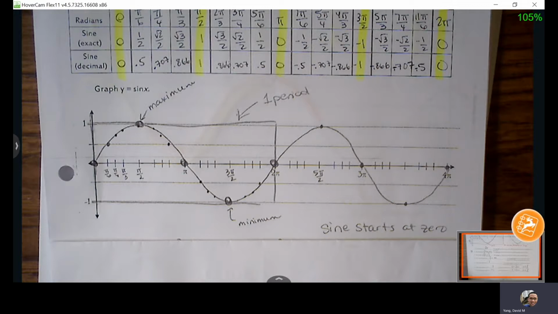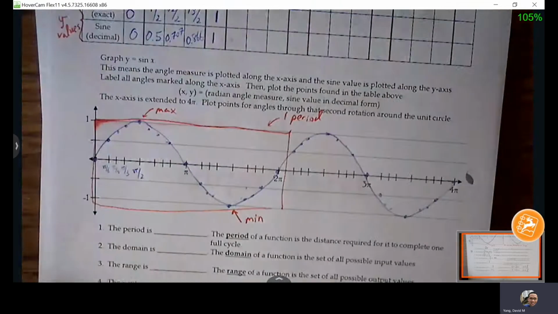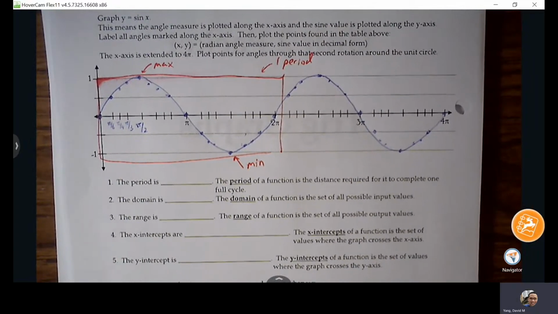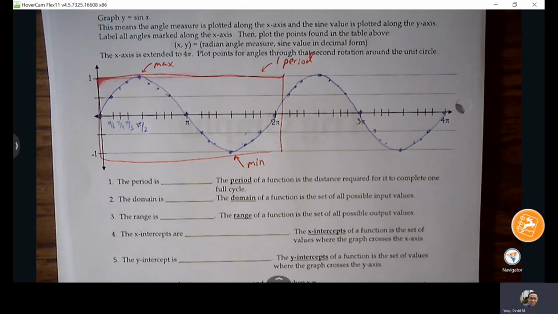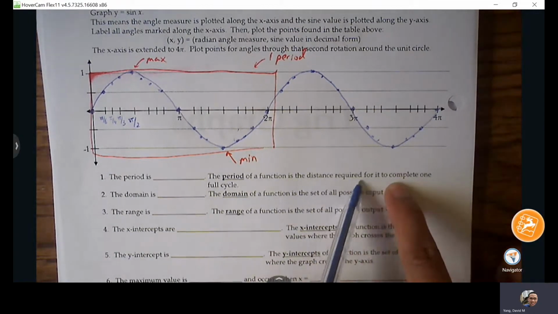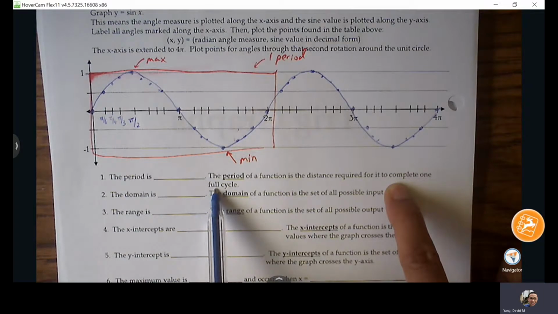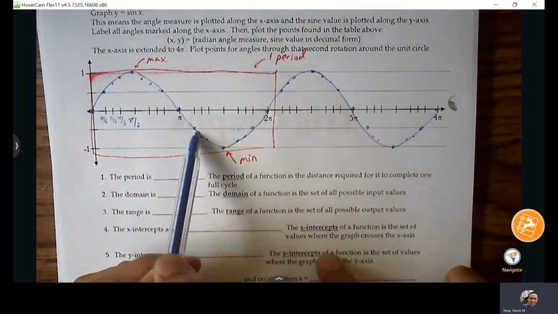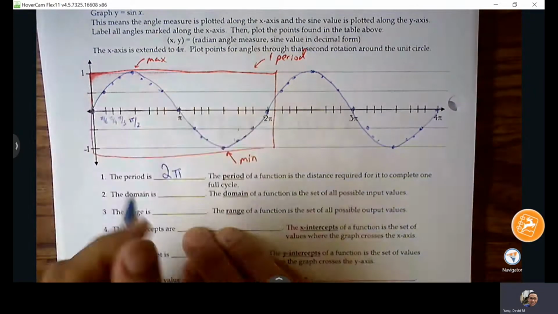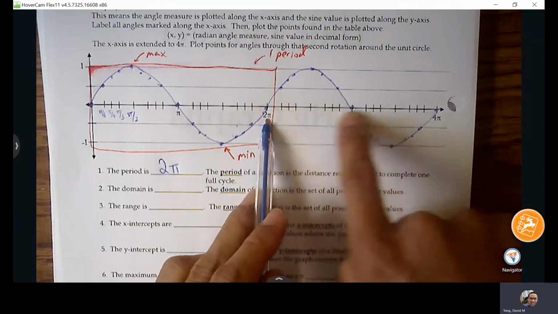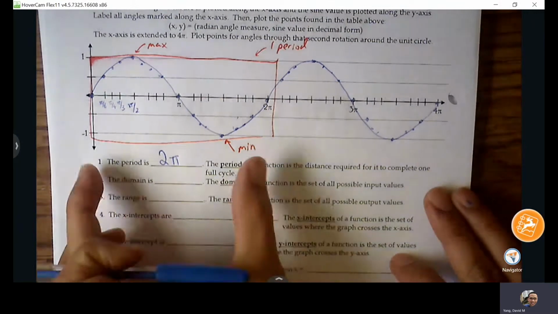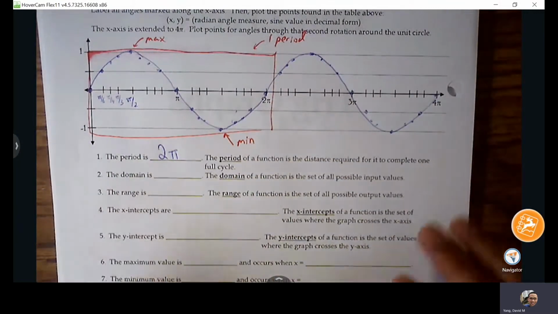Okay, so let's look at some of these properties of our graph here. Period is the distance required for our graph to complete one full cycle. So we see that our period is going to be 2 pi, because after it reaches 2 pi, the cycle is going to repeat again. It's also the length of our cycle.